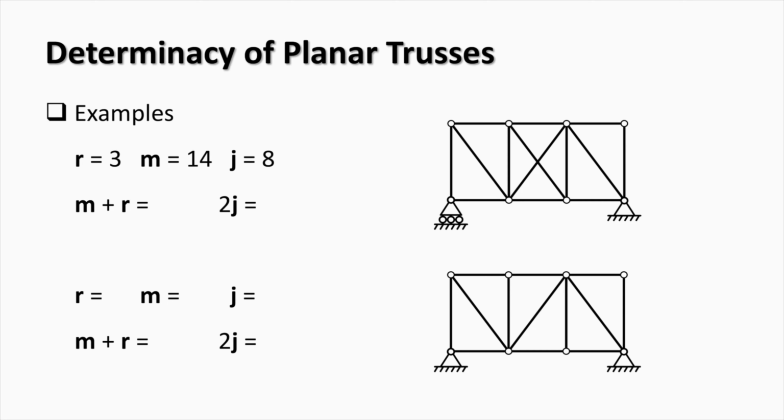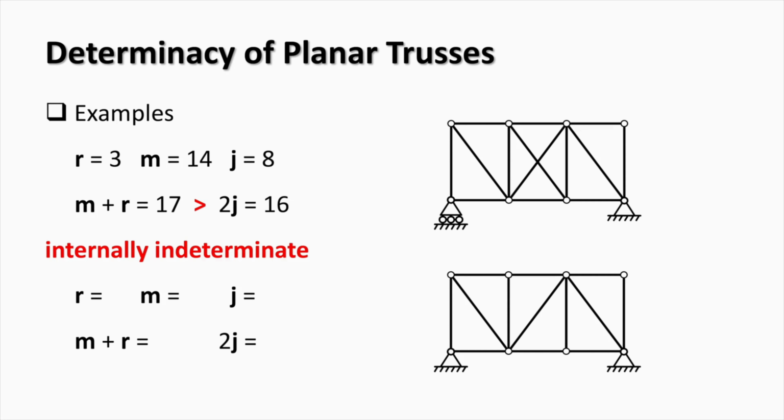The first truss has 3 reaction forces, 14 members, and 8 joints. The sum of reactions and truss members is 17, which is larger than twice the number of joints. Therefore, this truss is indeterminate and cannot be solved using the methods we've learned so far.